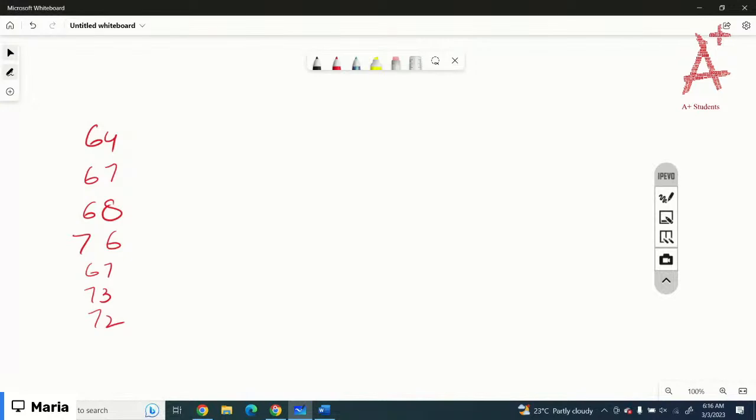Got it? The least one is 64, 67, 67, 68, 72, 73, and 76. 1, 2, 3, 4, 5, 6, 7. They are 7 in numbers. Got it?